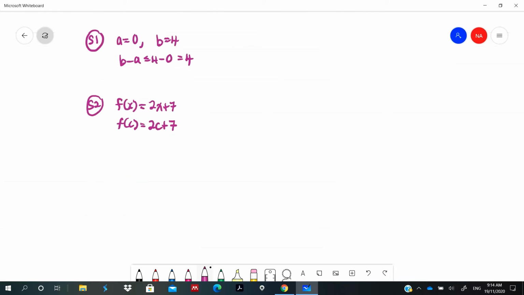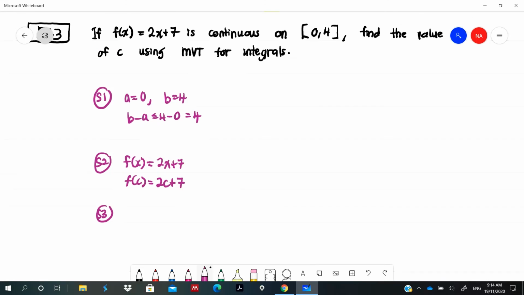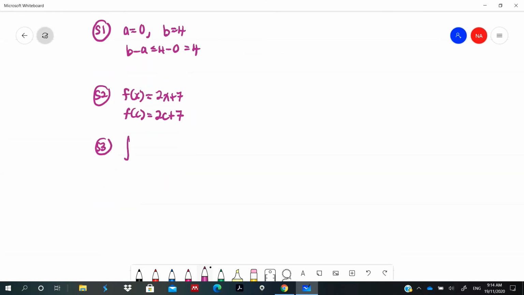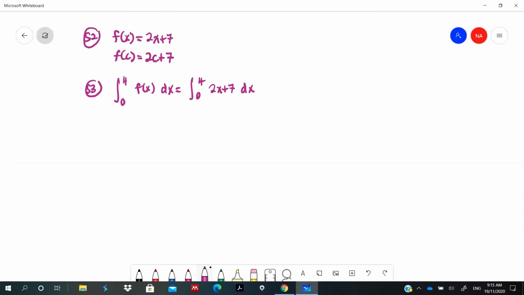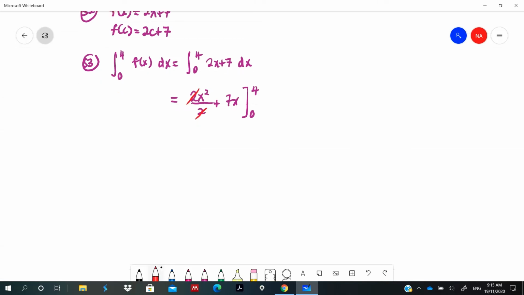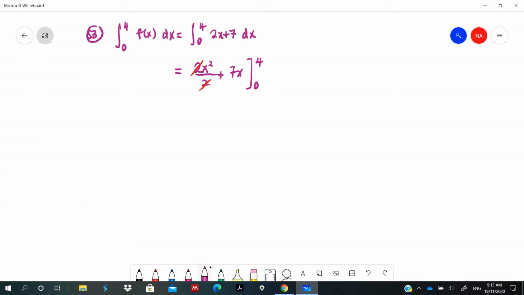Very simple. For step number 3, we need to find the integral from 0 to 4 of f(x) dx. In this case, we find the integral of 2x plus 7 over the interval from 0 to 4, dx. Now we have to integrate this. Integrating gives us 2x squared over 2 plus 7x, which simplifies to x squared plus 7x, evaluated from 0 to 4.